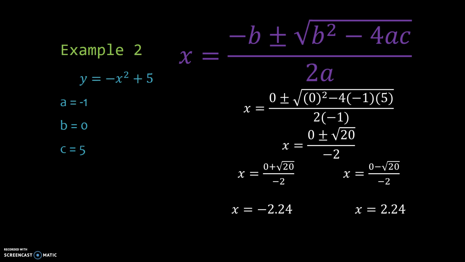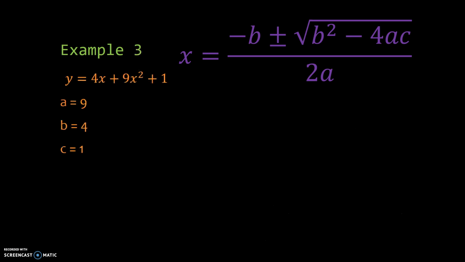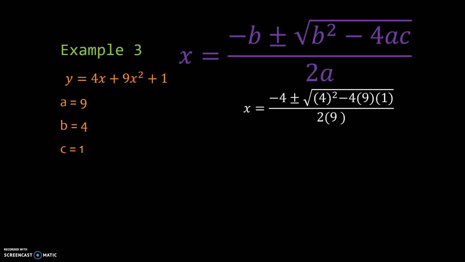What that is, though, is not the final answers. We have them written as points. So don't forget to write them as coordinates, because they are x-intercepts. Last example here, 4x plus 9x squared plus 1. We've already identified a, b, c, so we're ready to substitute in. Since it's opposite b, b is 4, so when I substitute it in, I get a negative 4.